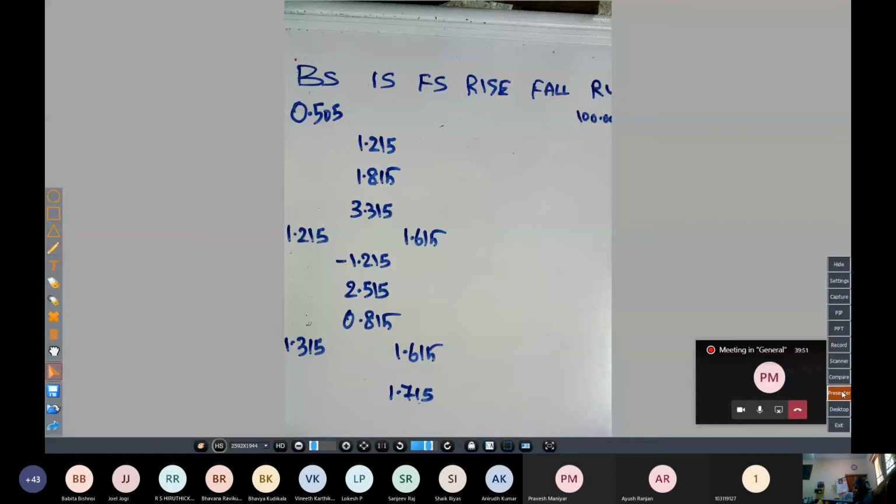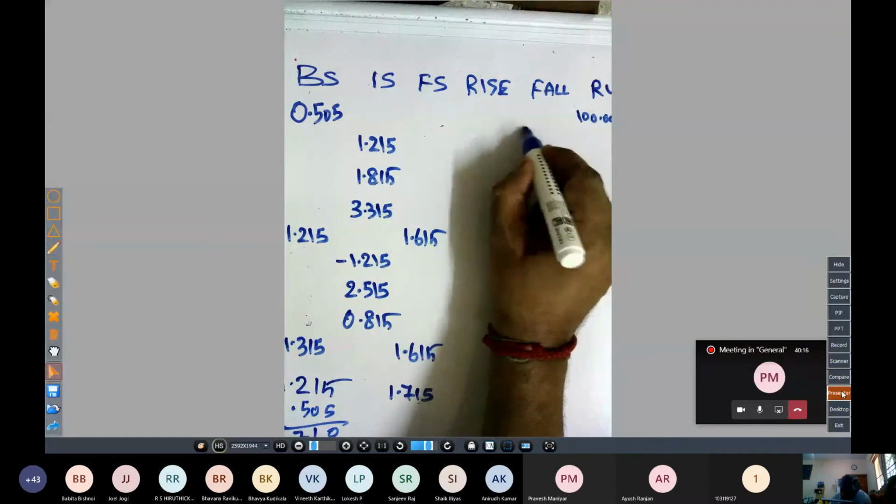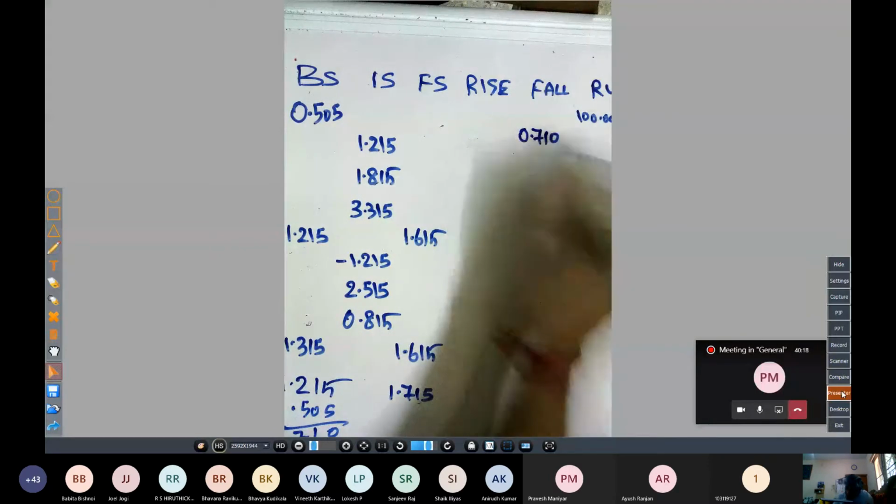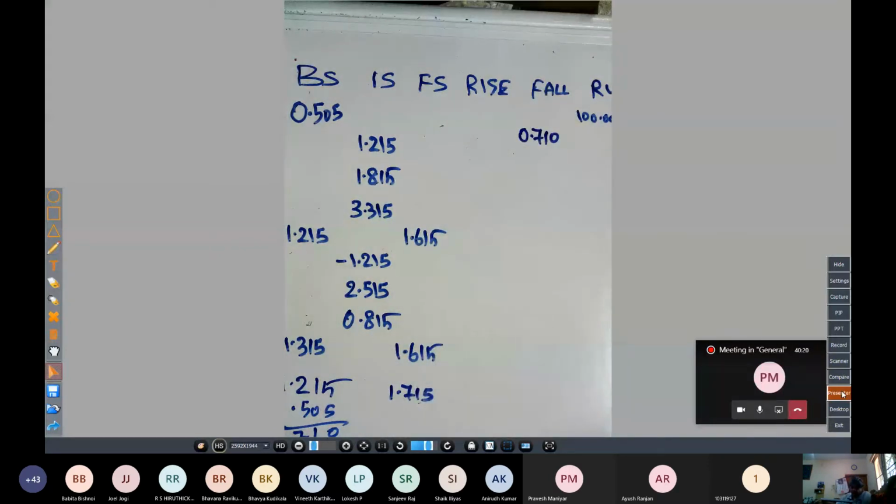So 0.505 and 1.215. Is it a fall or a rise? Fall. How much is the fall? 1.215 minus 0.505 is 0.710. So you just write it 0.710 here. Okay.